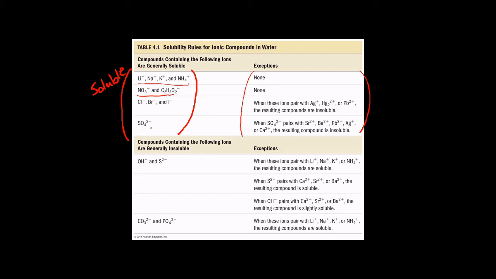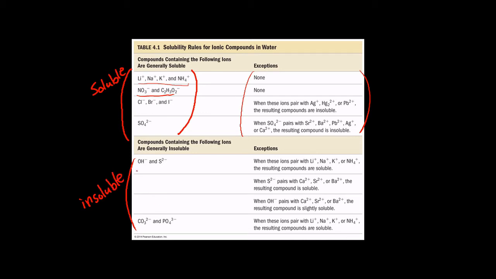Sulfate is kind of the same thing, usually soluble, but it has a few extra exceptions here. We have the silver and the lead, just like before, but now we have barium, strontium, and calcium as other exceptions. That would be insoluble. The bottom section here are ions that are generally insoluble.